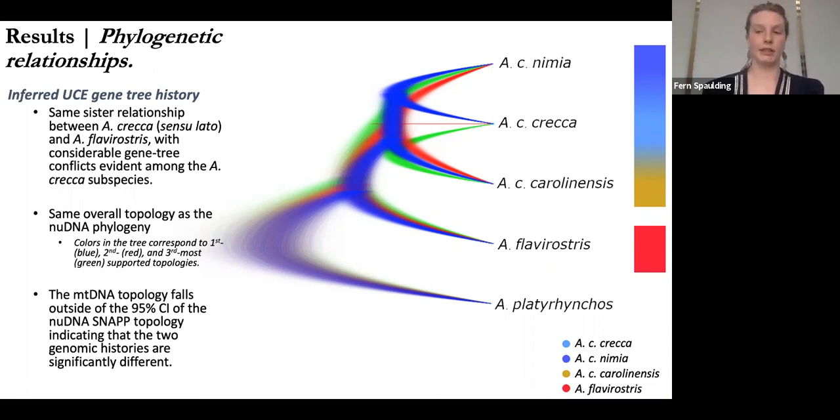And so in this phylogeny, you can see that in the 3 most supported topologies, the South American yellow-billed teal is sister to the 3 subspecies of Holarctic green-winged teal, while within the 3 subspecies there is uncertainty in these topologies. We also tested to see if our mitochondrial topology fell outside of the 95% confidence interval of the nuclear SNAPP topology shown here, and it actually did fall outside of this confidence interval, which indicates that the 2 genomic histories are significantly different.